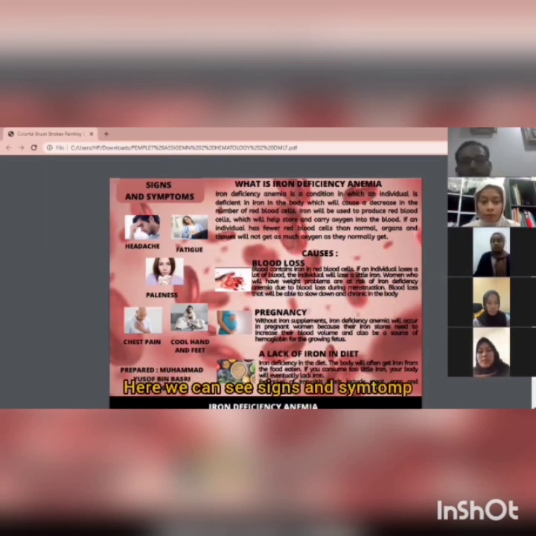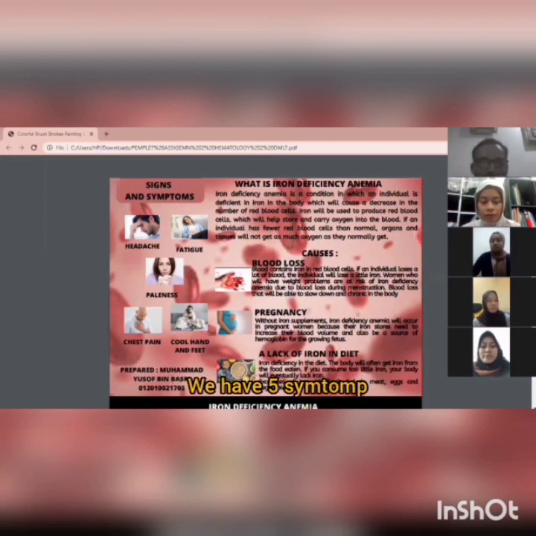Here we can see the signs and symptoms of iron deficiency anemia. We have 5 symptoms here: headache, fatigue, paleness, chest pain, and cool hands and feet. Okay, we have the lab diagnosis.